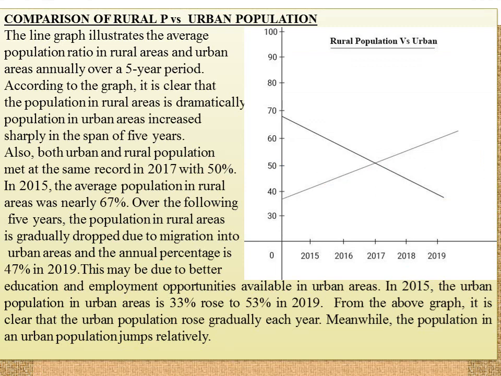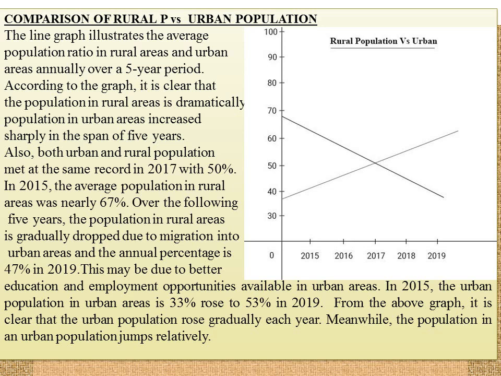Now let's understand the comparison of rural population versus urban population. This graph represents 5 years from 2015 to 2019, and on the y-axis we have the percentage. So let's begin with the depiction of the graph of the population of both the areas, rural and urban, over a tenure of 5 years.